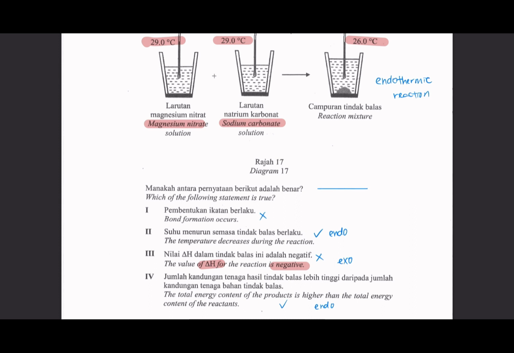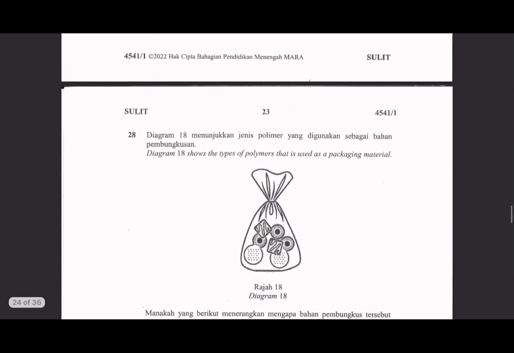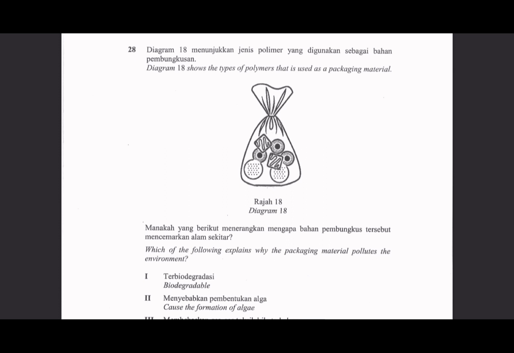The reactant absorb heat from the surrounding and form the product. So the energy content increases. Question 28. The diagram shows the type of polymer that is used as a packaging material. Polymer. So this is what we call the plastic bag. Plastic bag normally is polyethylene.